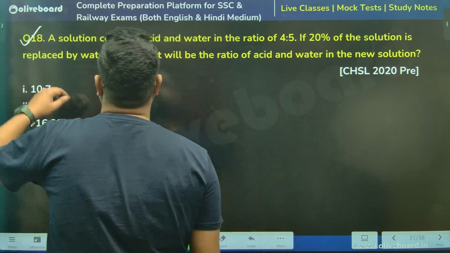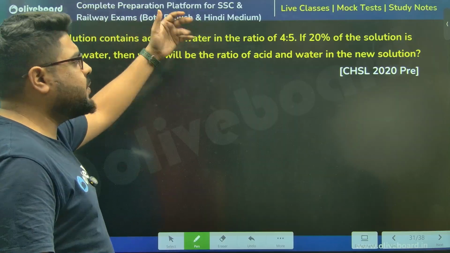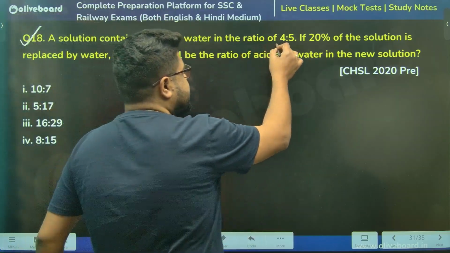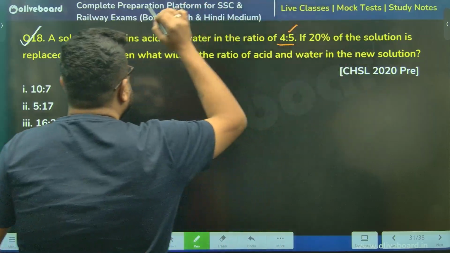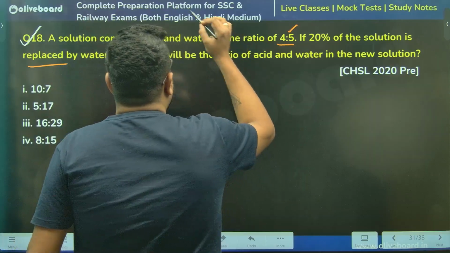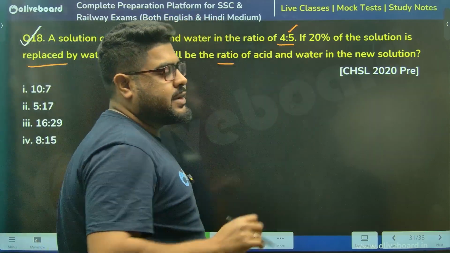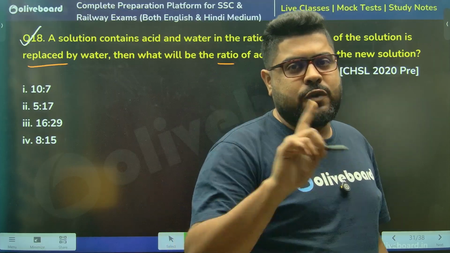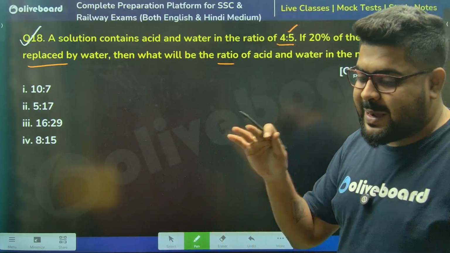Let's see. A solution contains acid and water in this ratio. Okay, sir. 20% of the solution is replaced by water. What will be the ratio? Sir, ratio given, ratio asking. There is no volume given. So volume is in my hands.